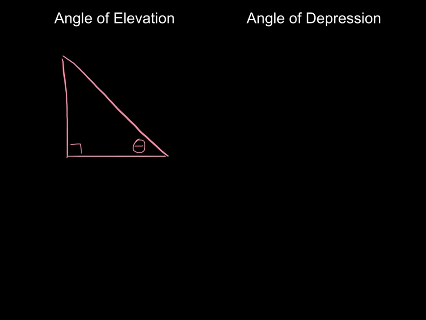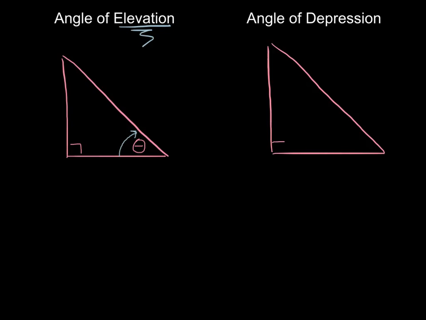Notice that in order to create that angle from the horizontal, we would move in an upward direction, hence the word elevation. The angle of depression is not actually in the triangle. It's also made from a horizontal, but from that horizontal, and there's the angle of depression. Notice how that is made by moving in a downward direction from the horizontal.